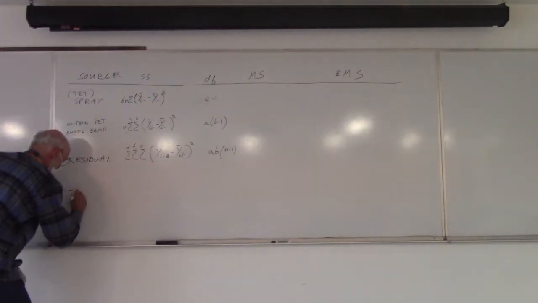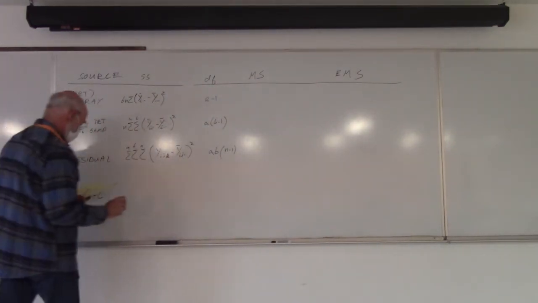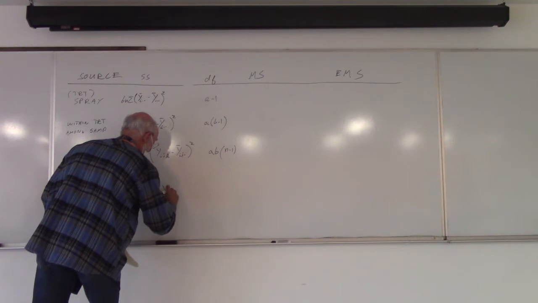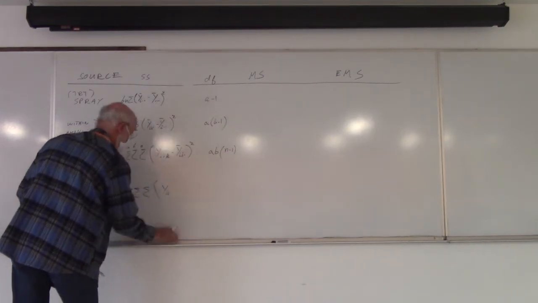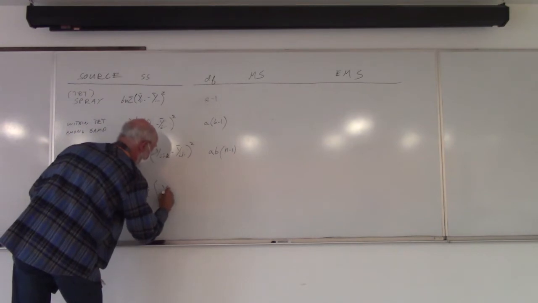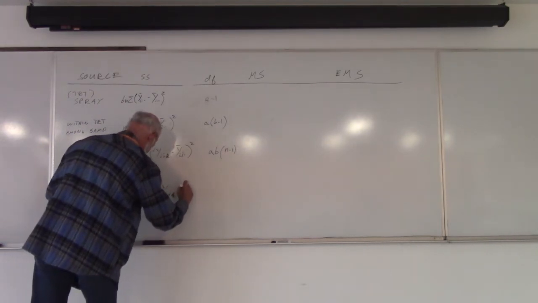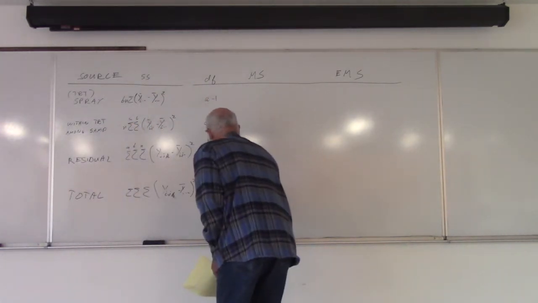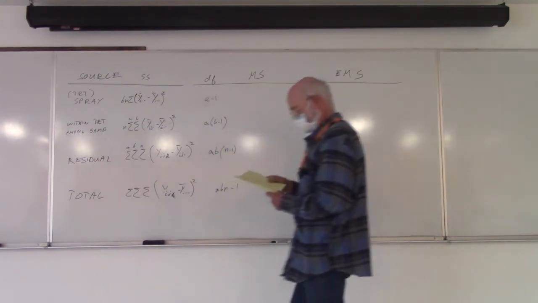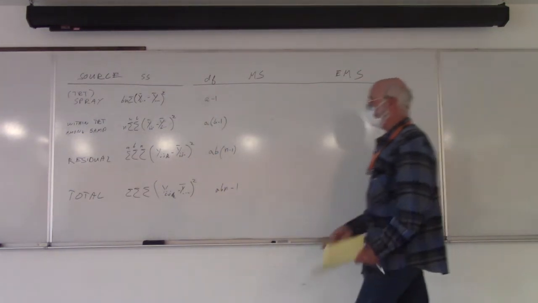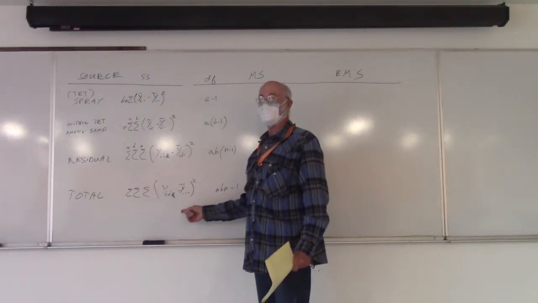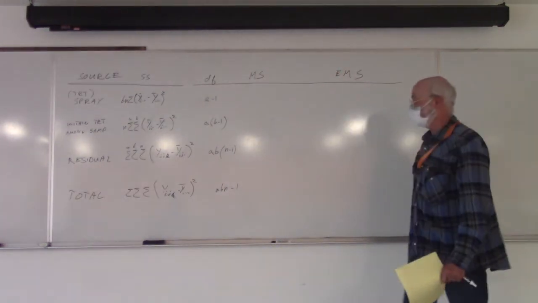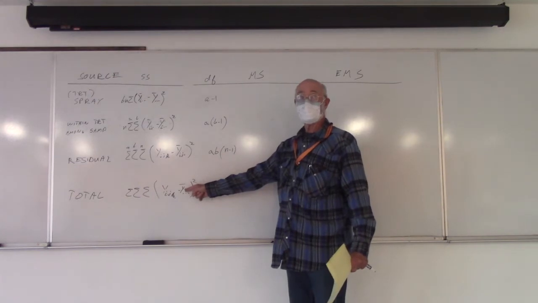And then my total is going to be the triple sum of y i j k minus y bar dot dot dot quantity squared, and degrees of freedom is going to be a times b times n minus 1. What's the parameter that I'm estimating? I'm estimating what? Mu. Okay? I've replaced mu with y bar dot dot dot.